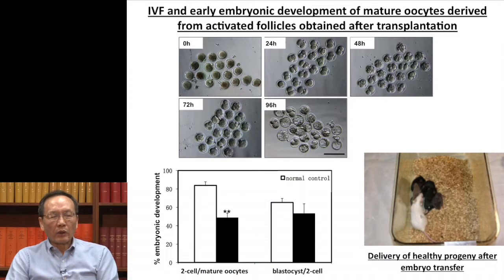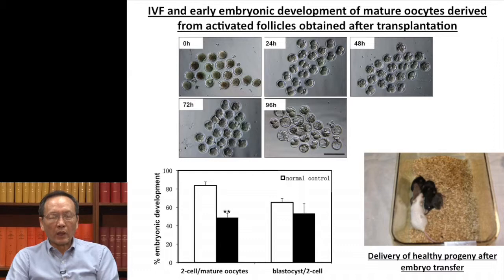And we can actually obtain the oocyte from these follicles, and the top panel shows that we can fertilize this oocyte and get embryo development, and the right-hand corner shows we can even have healthy progeny after the embryo transfer. So this demonstrated, using the rodent model, that the whole process can be performed by using drugs to activate the dormant follicles, primordial follicles.